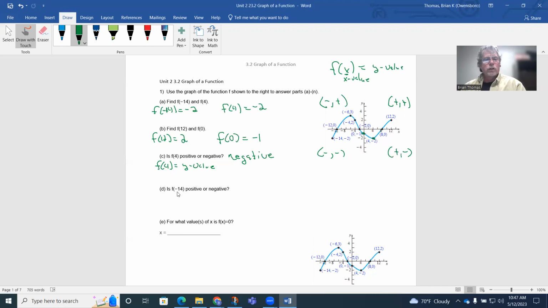So the next question is, is f of -14 positive or negative? Notice how, again, we actually evaluated f of -14 up there, and we see that it was a negative value. So that's also going to be a negative. So again, f of -14 put us in the third quadrant, and notice that in the third quadrant, the y value is negative.